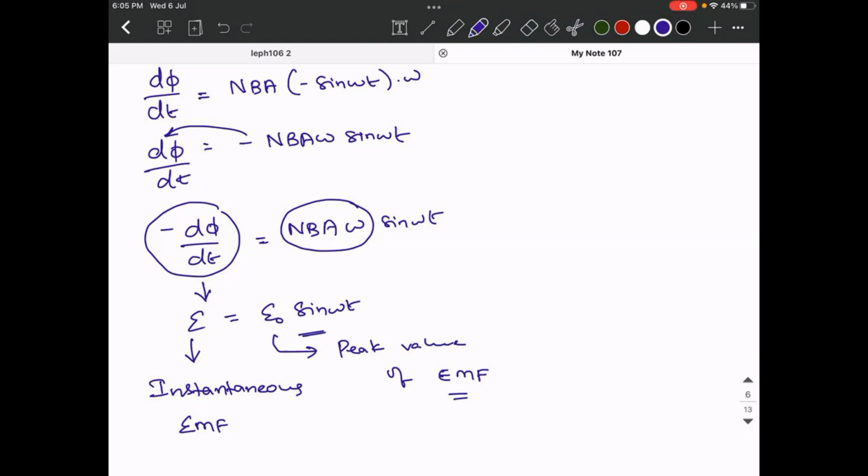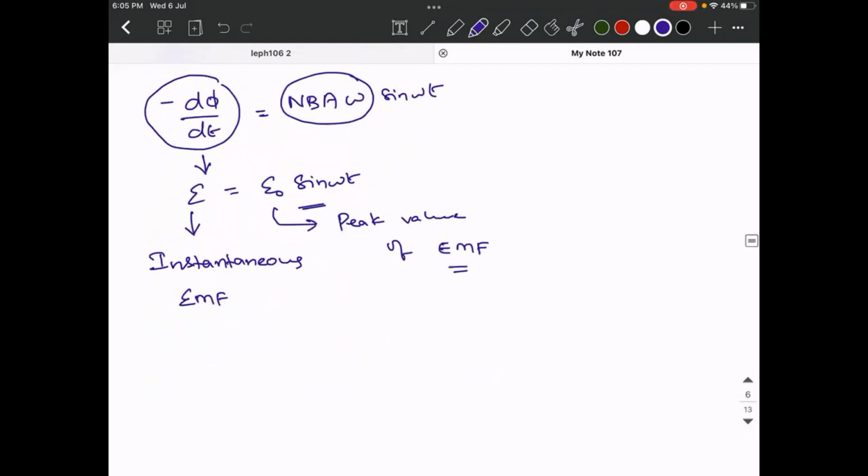See, this particular expression is a connecting point for the next chapter, and the next chapter's name is alternating current. So if I need to know what an alternating current is, first I need to know what an alternating voltage is. There is the mathematical equation. I hope it is clear. Now comes another important point.